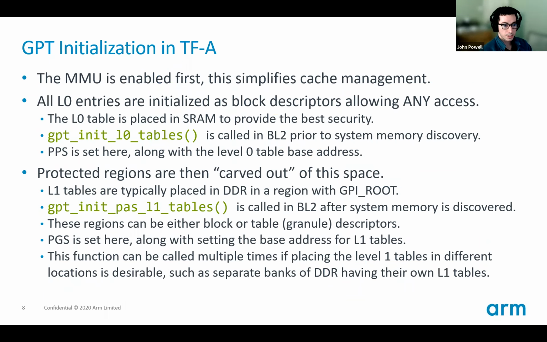In this function called gpt_init_pas_l1_tables, the PGS is supplied along with the addresses of the L1 table and an array containing information about desired protected memory regions. In this array, I don't really want to go into a whole lot of detail, but basically you define what memory regions are allocated to what GPI and whether you want to use block or table descriptors. This function can be called multiple times in case you want to place the L1 tables in different locations, such as if you have multiple banks of DDR, which each might have their own tables.